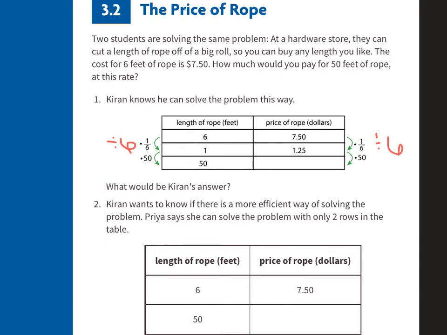Then, to get up to 50 feet of rope, we're just going to multiply by 50. So $1.25 times 50, using my calculator, I get $62.50. Okay, what would Kieran's answer be? We just did that.